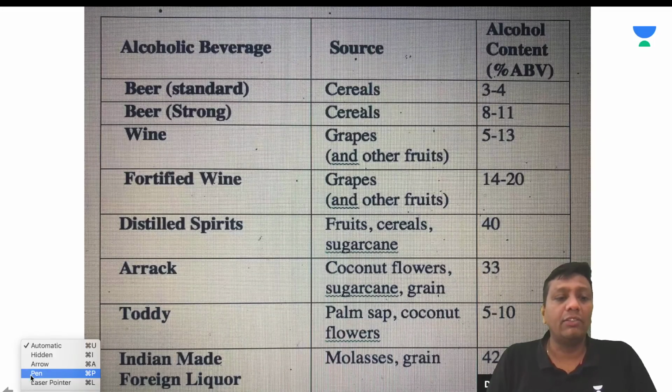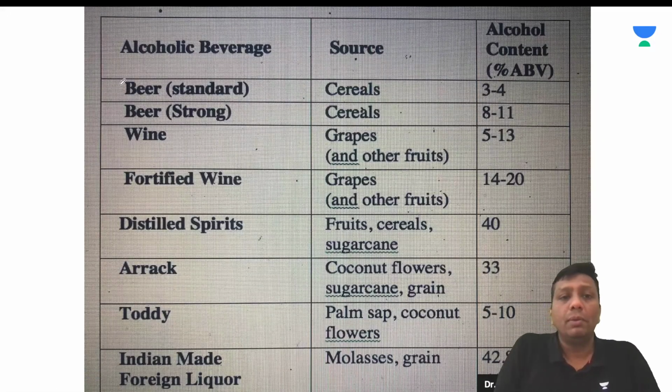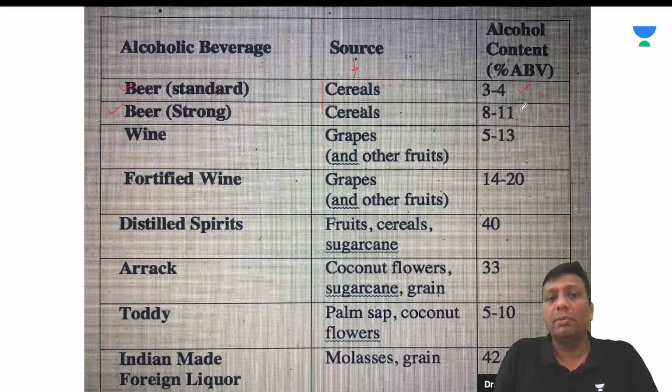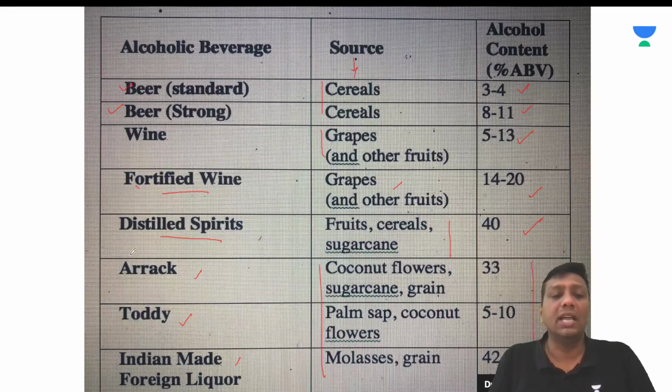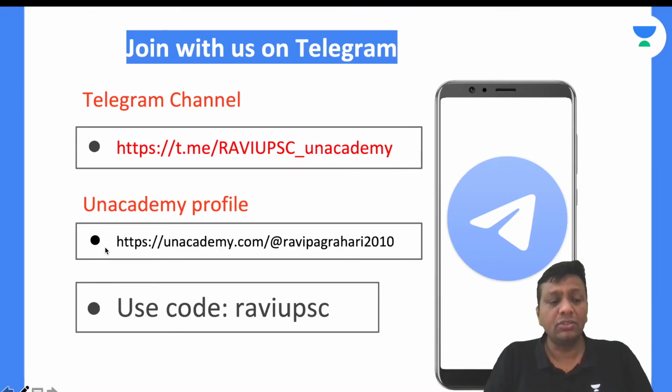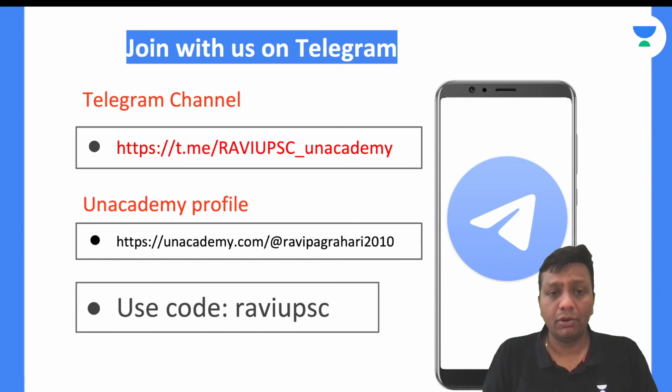It is an entire list that I brought to help all of you understand. Beer standard, beer strong, with their sources and alcohol percentage. Wine, you know, the grapes, with alcohol percentage. Fortified wine, grapes, alcohol percentage. Distilled spirit, sources, alcohol percentage. Arak, toddy, Indian liquor, you know, the various sources and alcoholic products I brought. I hope you will always remember. This is the entire lesson that I made for all of you in this PDF.